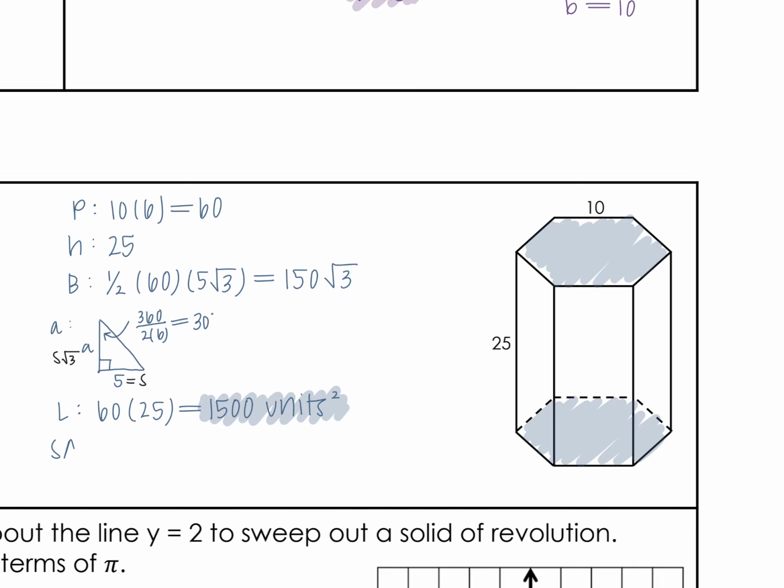All right, and then lastly, for our surface area, we would take that lateral area and add 2 times the area of the base, that 150 root 3, which is just going to give us 300 root 3. And so because we have that radical in the second one, but not in the first, I cannot actually combine them together. And so I'm going to be left with 1500 plus 300 root 3 units squared.